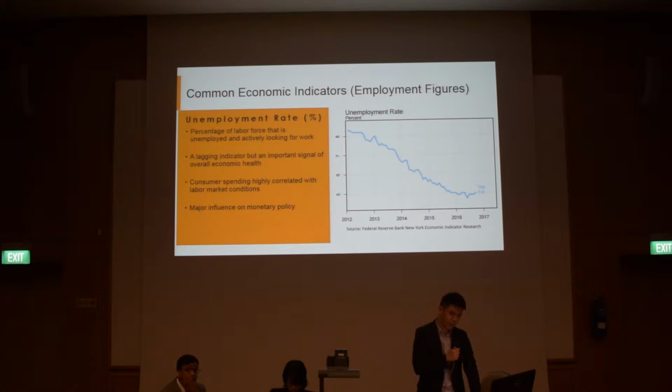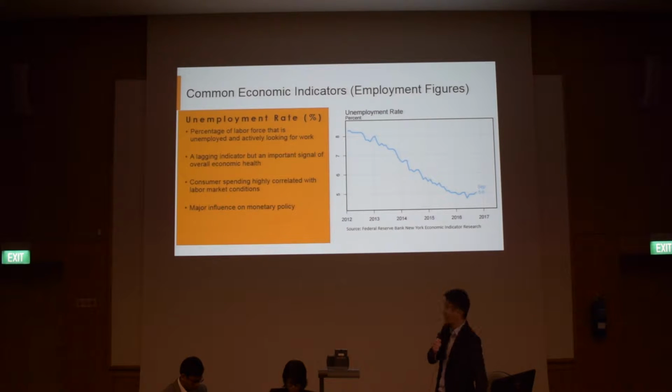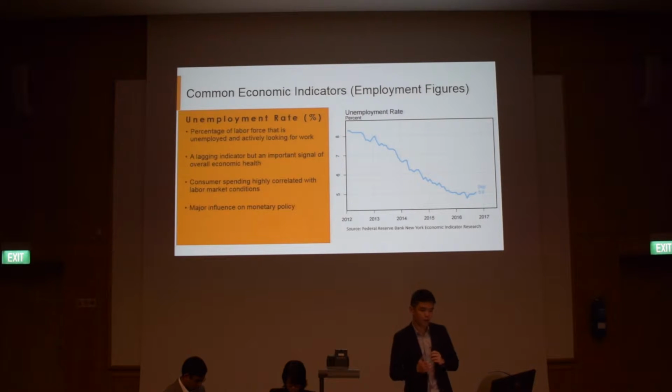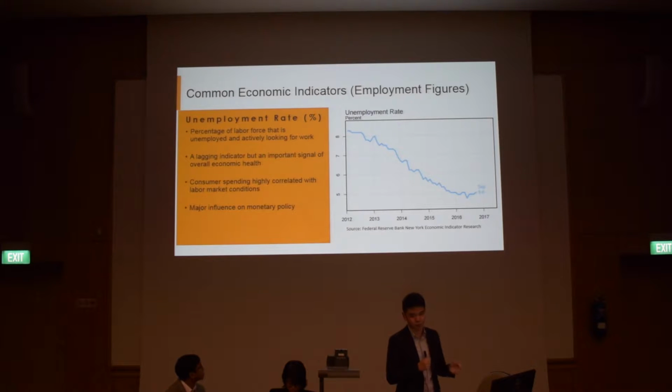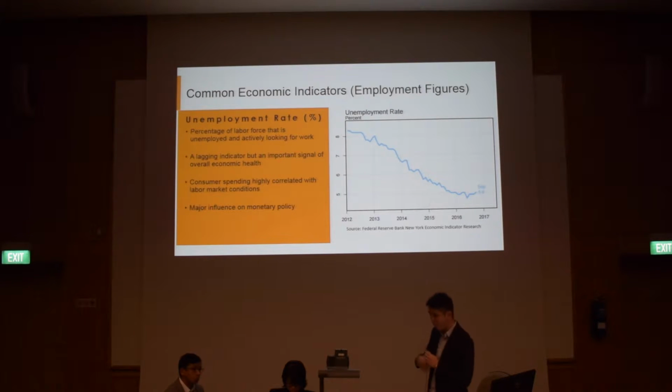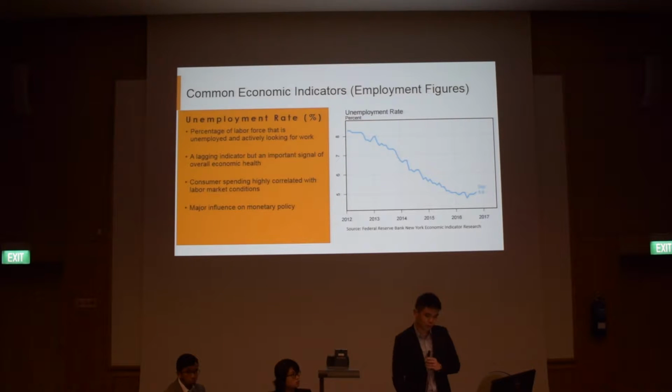So next, for the category of employment figures, we will be introducing the unemployment rate, which is very intuitive. That is the percentage of your labor force that is unemployed and currently looking for work. It's important to note that the unemployment rate is a lagging indicator of an economy, because when you are applying for social welfare or unemployment insurance, it takes time. By the time these figures are released, it may not be a precise reflection of the economy. But there are still merits to looking at this figure, because it gives you a preamble of what the consumer spending pattern might be like, because consumer spending is highly correlated to labor market conditions. And there will be a major influence on monetary policy as well.